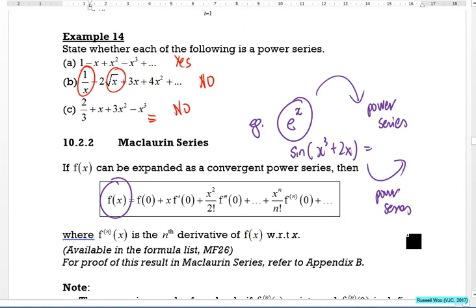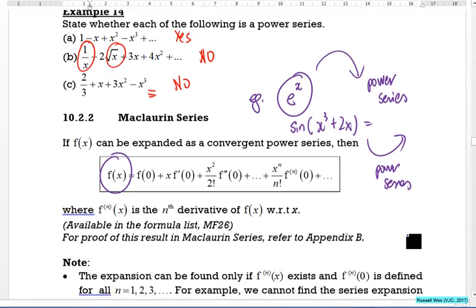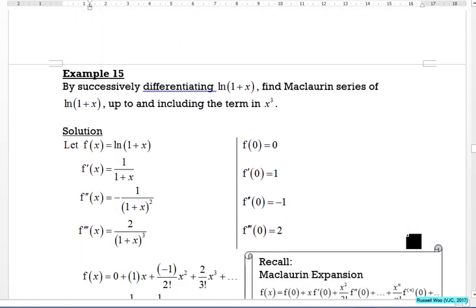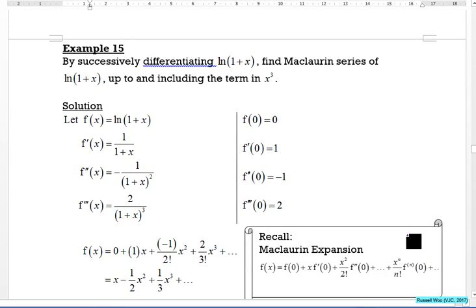But some of us may want to know, why? For the why, you refer to Appendix B. I am not going to prove it here. If not all of us are interested, but some of us are, you can refer to Appendix B. Okay. Simple. Let's use Example 15 to illustrate the point.